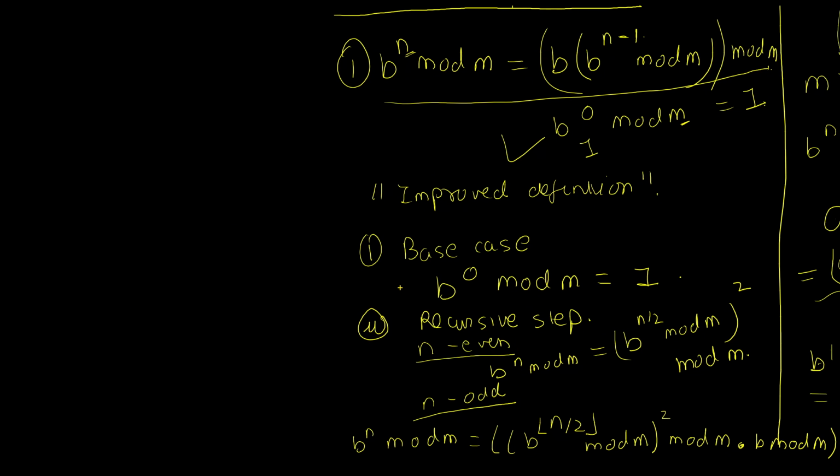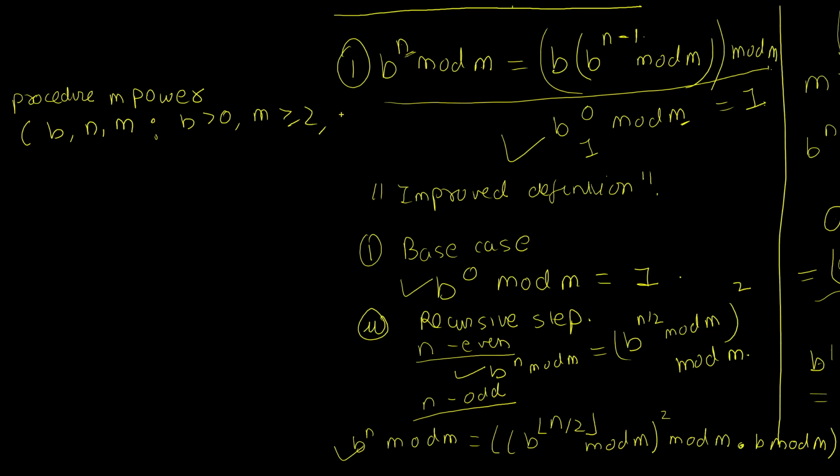I want to use this base case and this recursive definition. I'll call my procedure m power, for modular exponentiation. It takes 3 integers b, n and m, because I need b raised to the power n mod m. And we are given these constants: b is greater than 0, m is greater than or equal to 2, and n is greater than or equal to 0.